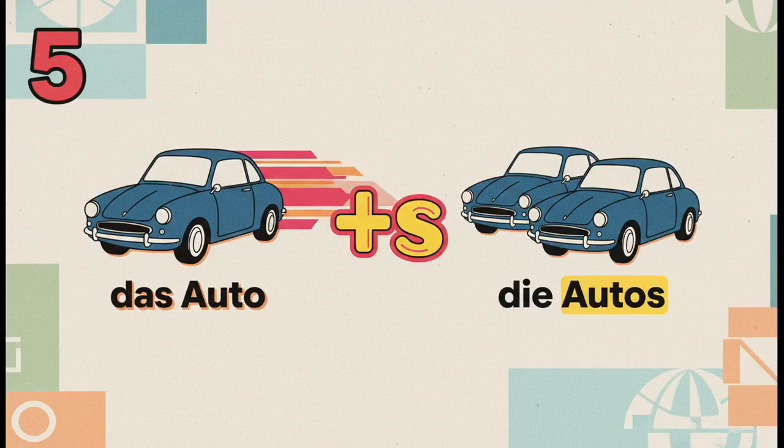And last but not least, group 5. This one should feel pretty comfortable if you're an English speaker. Yep, you just add an S. This is usually for newer words or words that German borrowed from other languages. A perfect example is das Auto becoming die Autos.